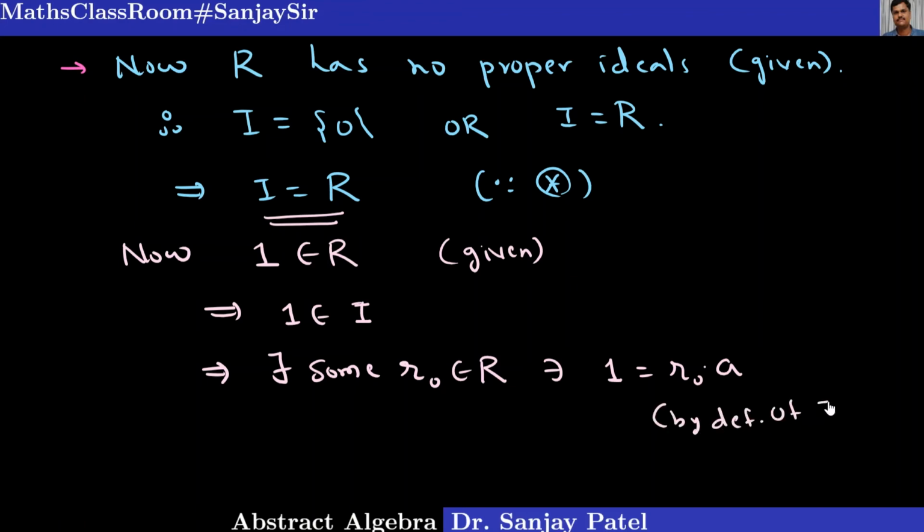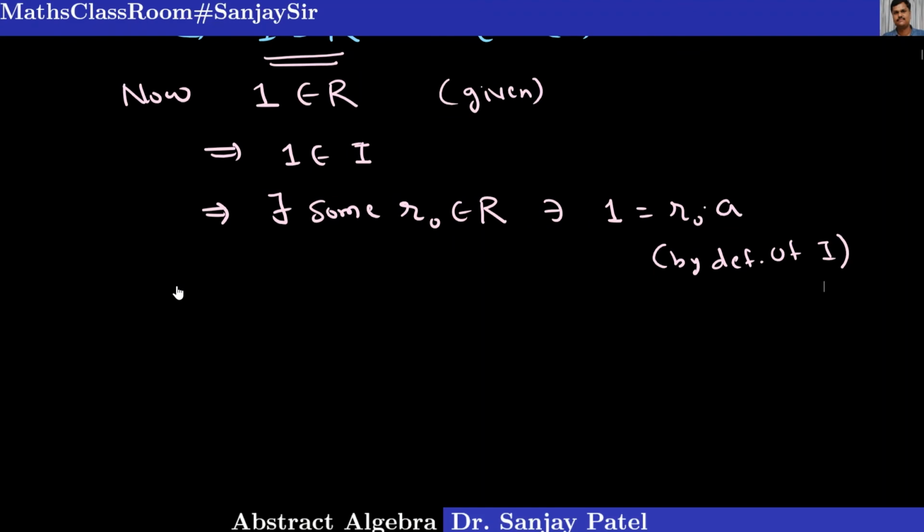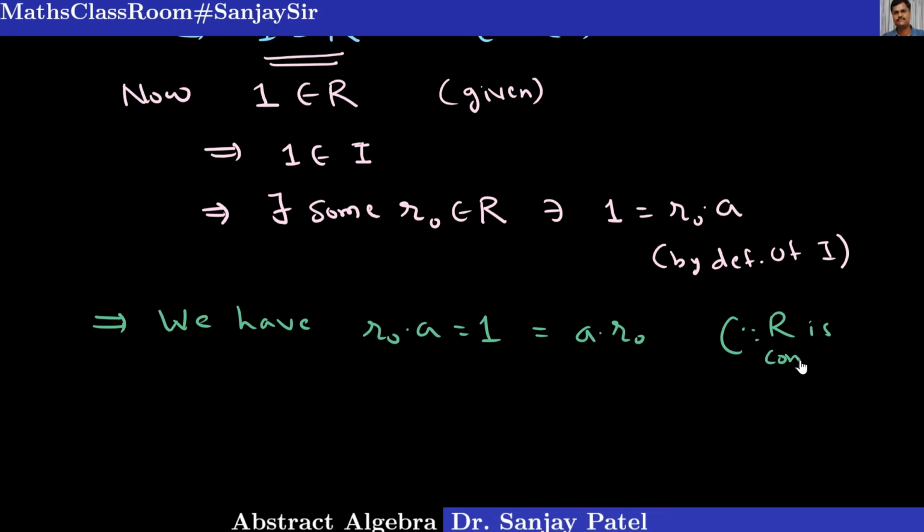Now R is a commutative ring. So if 1 is equal to R0 into A, then we can also write A into R0 is equal to 1. So this implies R0 into A is equal to 1 and is equal to A into R0, because R is commutative. So we are using all the conditions given in the hypothesis: commutativity, unity, and it has no proper ideals. All the three things are already used.